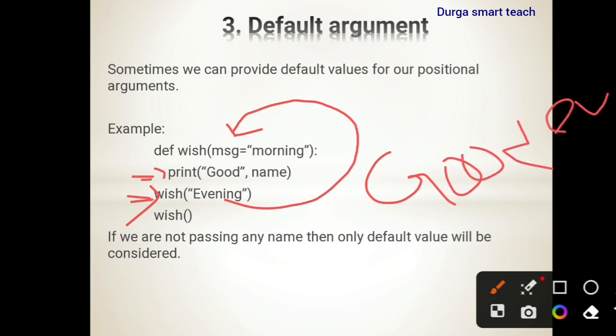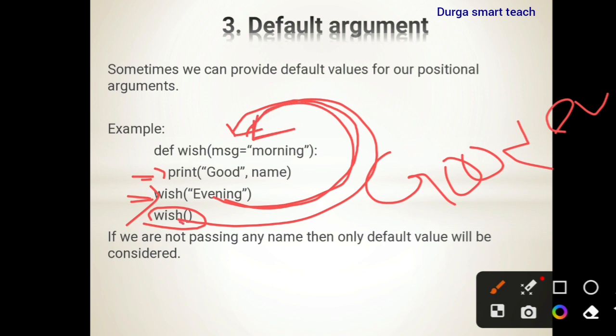Okay, next I am calling the same function wish, but now I am not passing any parameters. Then the call will be made and the variable message will be loaded with morning. So if you are not passing any value, the default value will be stored in the variable. If you pass a value, that value will be stored in the variable.